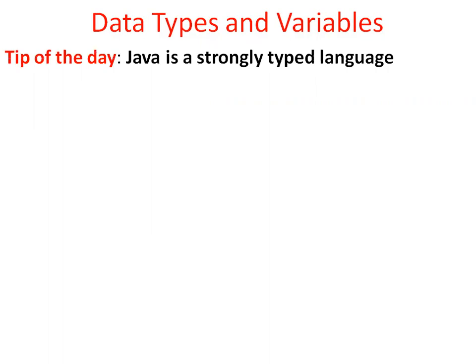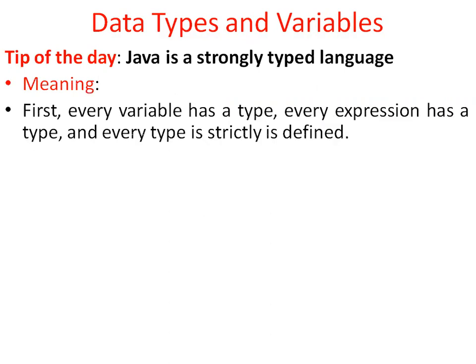So before that, I would like to give one tip about Java. Java is a strongly typed language. This is very, very important. Okay, so what do you mean by strongly typed language? That means every variable has a type. Type in the sense data type. Every variable has a type and every expression has a type and every type is strictly defined. So that means every variable must have a data type.